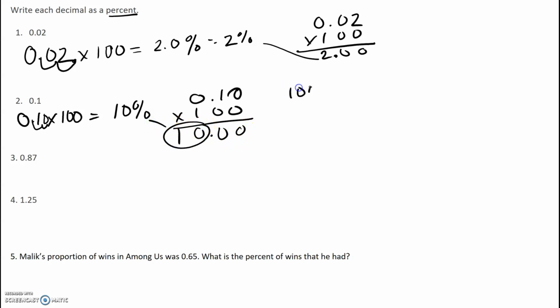Could also write this as 100 times 0.1. 1 times 0 is 0. 1 times 0 is 0. 1 times 1 is 1. I have 1 decimal point. That is also 10.